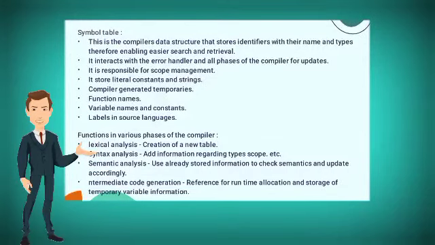Symbol table. This is the compiler data structure that stores identifiers with their names and types, therefore enabling easier search and retrieval. It interconnects with the error handler and all phases of the compiler for updates. It is responsible for scope management. It stores literal constants and strings, compiler generated temporaries, function names, variable names and constants, and labels in the source language.